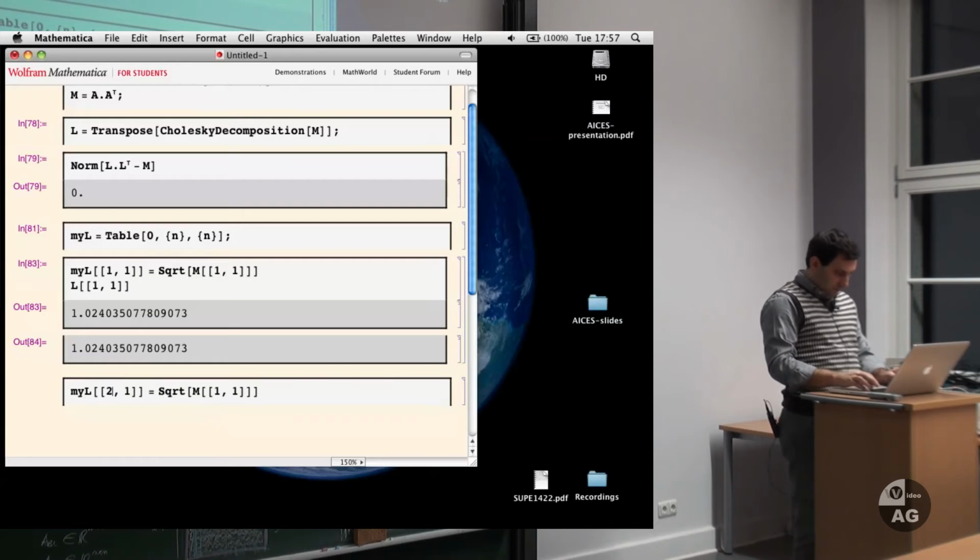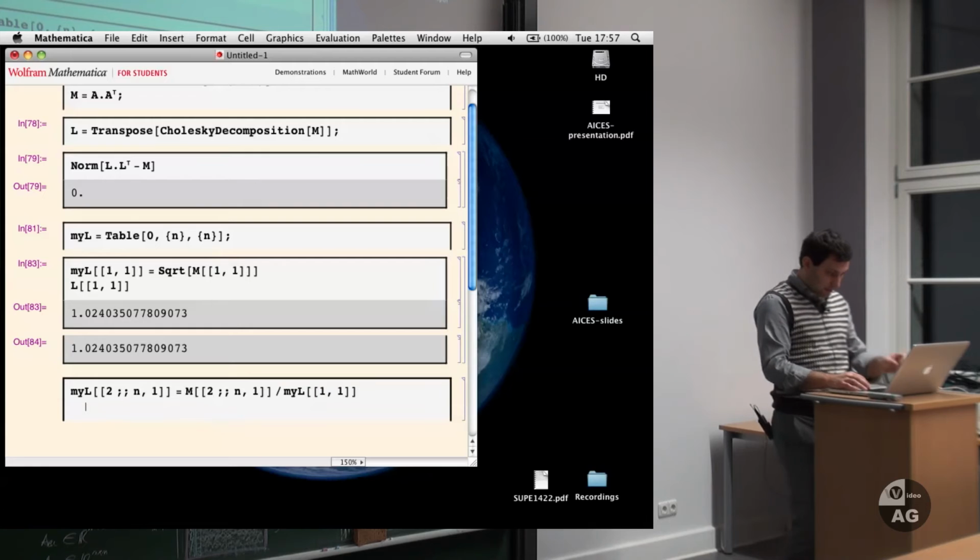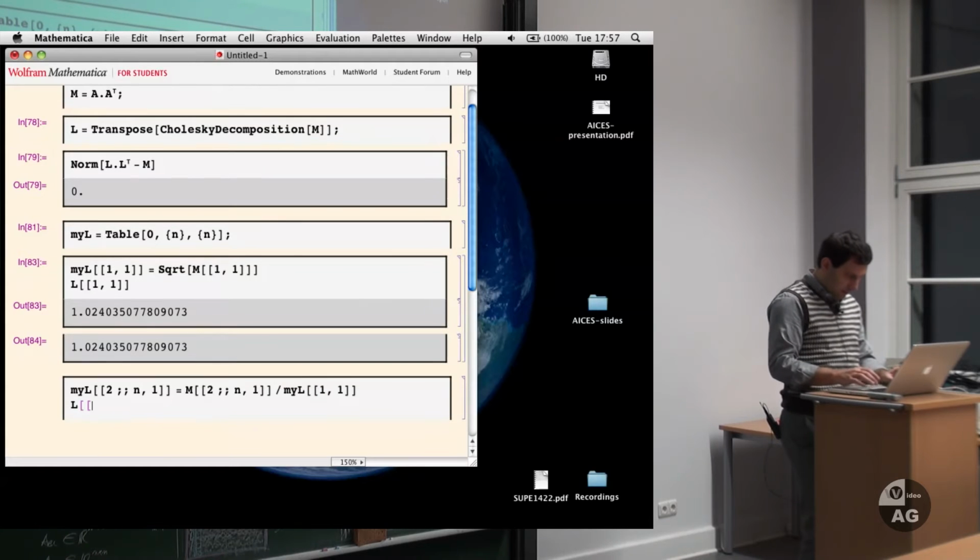So here we want from 2 to n, column 1 equals the corresponding part in M divided by... okay, and let's compare right away with Cholesky.